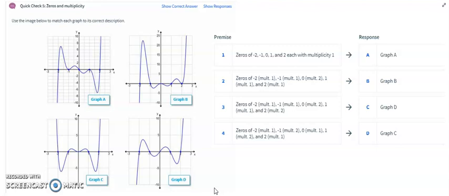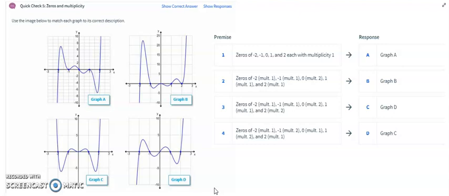Hi, I noticed some issues with section 15, question 5, or the quick check 5 within the reading, and I just want to make sure that everybody's clear on this concept. This is to think about the zeros and multiplicity of a polynomial function and determine which graph can match that particular description.